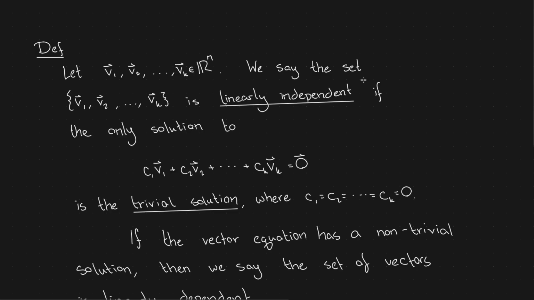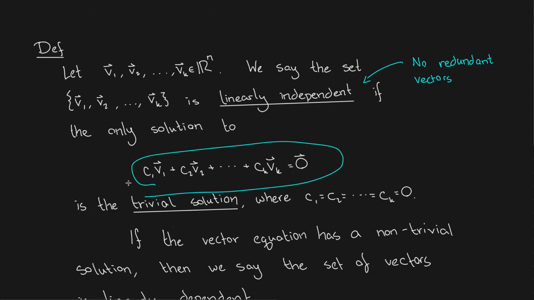Vectors being linearly independent means there are no redundant vectors. Every vector in the set is giving important information. We can't take a vector out without reducing the span, without changing the set. It also means that this equation here, a special equation that we will reference a lot, has only the trivial solution. The only way we could solve this is by setting all these coefficients equal to 0.